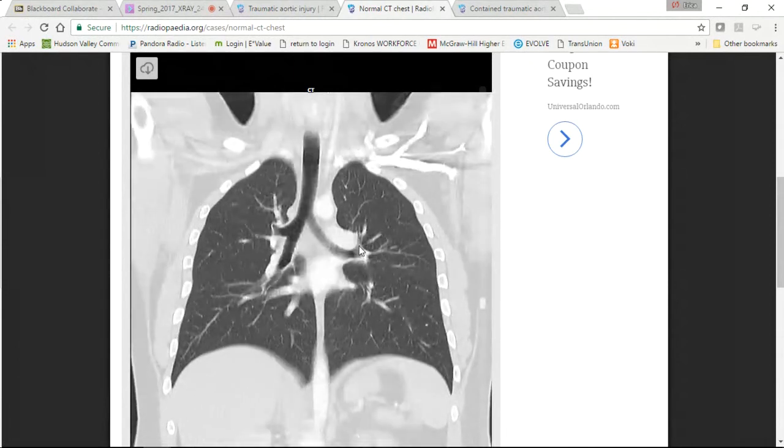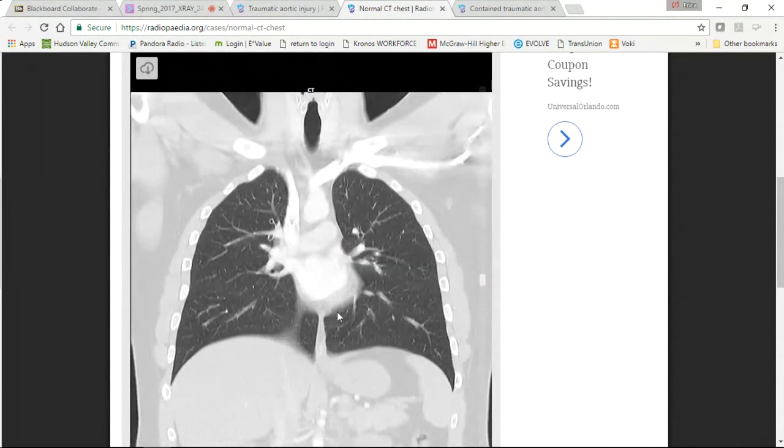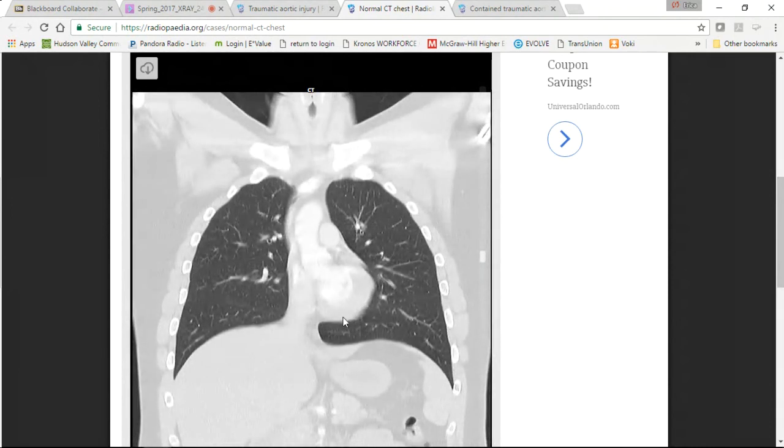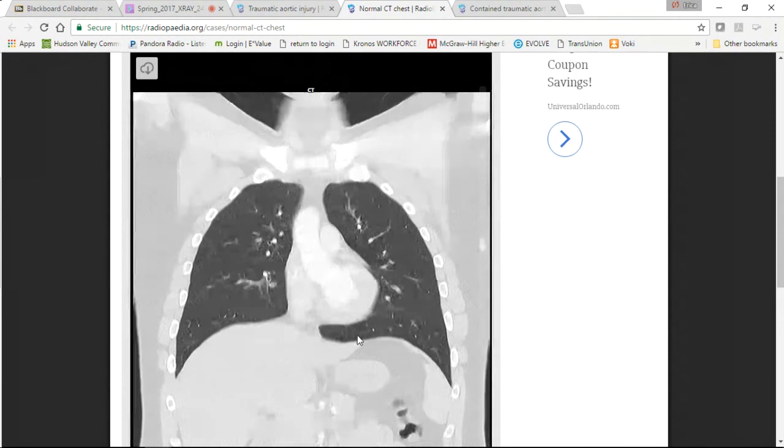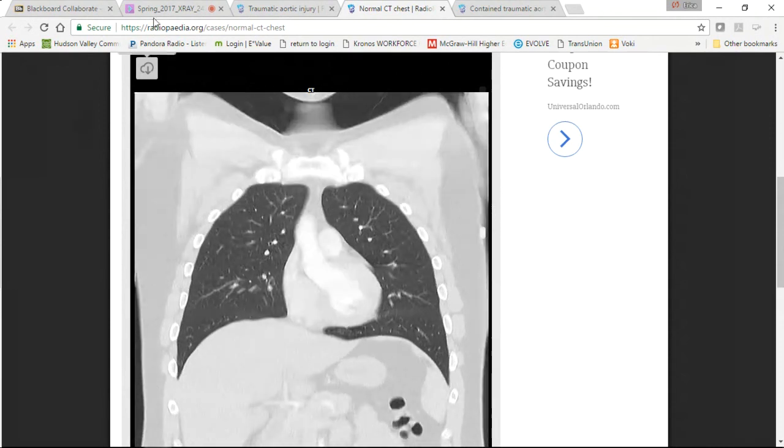From this view, your left lung, here's your cardiac notch. Oh, hold on. Lingula, there's your lingula right there. I have to stop and come back to this in a second.